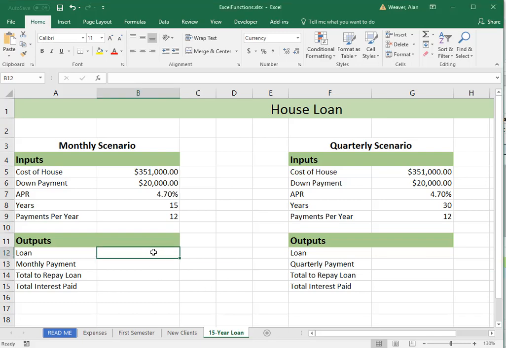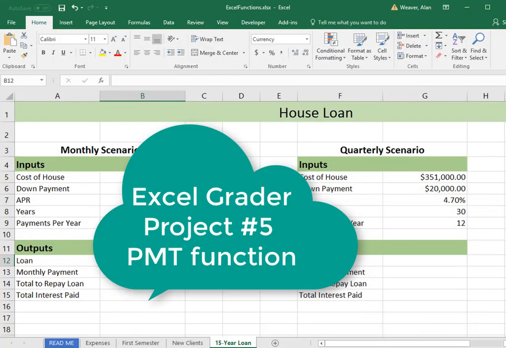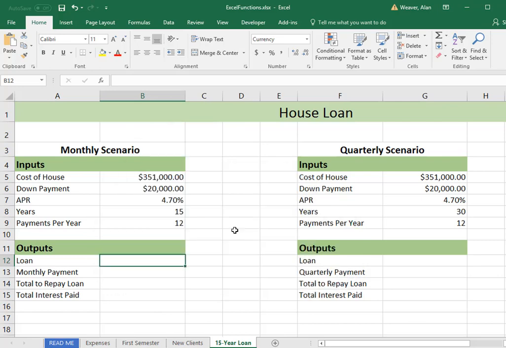This is the grader project number 5, and we're doing some calculations in here. We're especially working with the payment function, and a few other things. Again, this is a modification of the file that you're doing. Do not submit this.